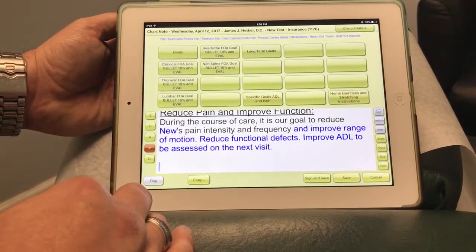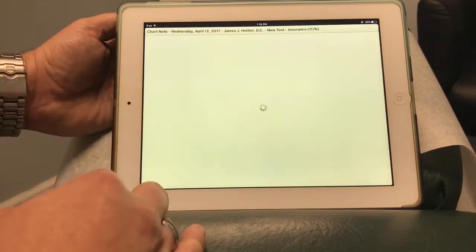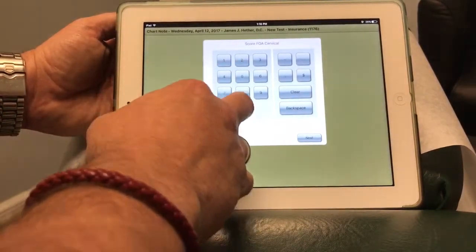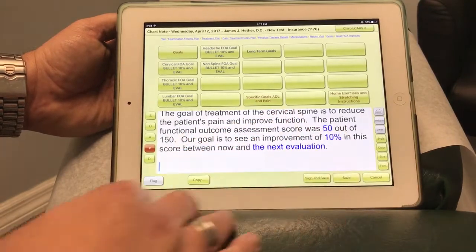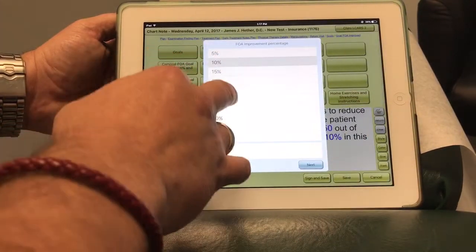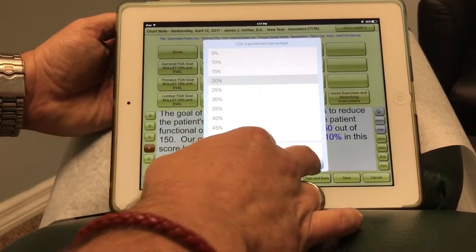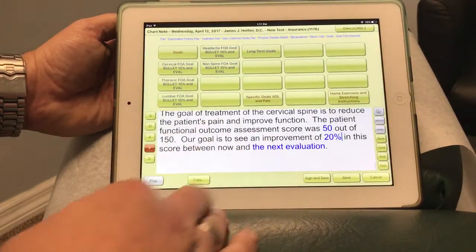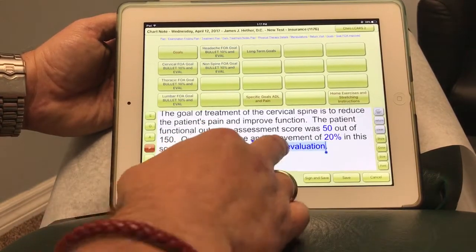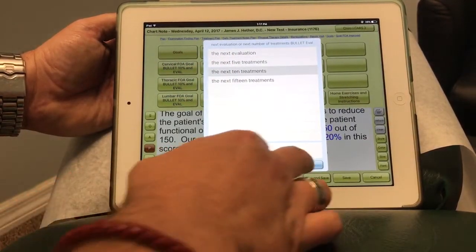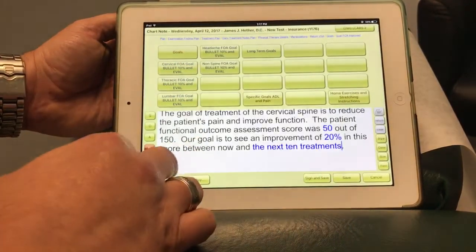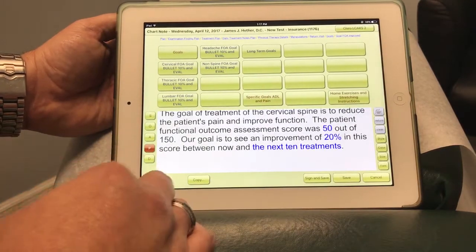And again, the functional outcome assessment, which was scored a 50, we would like to see go down at least 10% by their next examination. And again, this 10% could be, we want to go down by 15 or 20%, and we can be more precise, that not by their next evaluation, but we want to have that decrease within the next 10 treatments. Excellent.